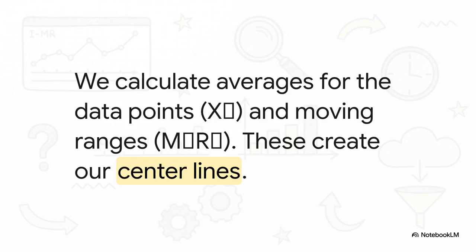Now that we have our moving ranges, we can find our baseline, our center of gravity for the process. We need to calculate two different averages, one for the individual distances and one for the moving ranges we just figured out. These are going to become the center lines on our two charts.